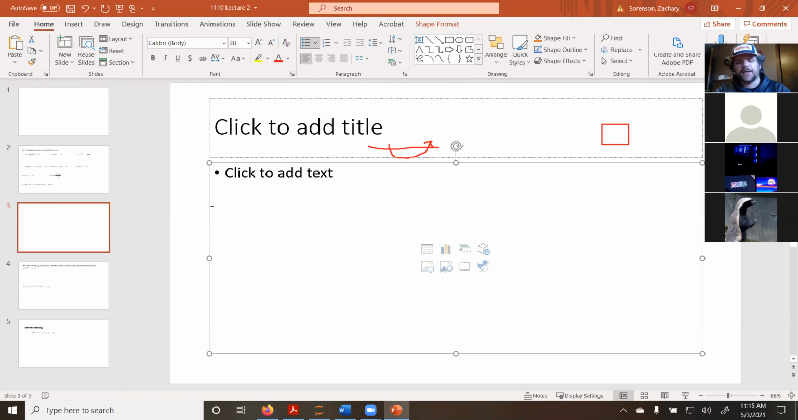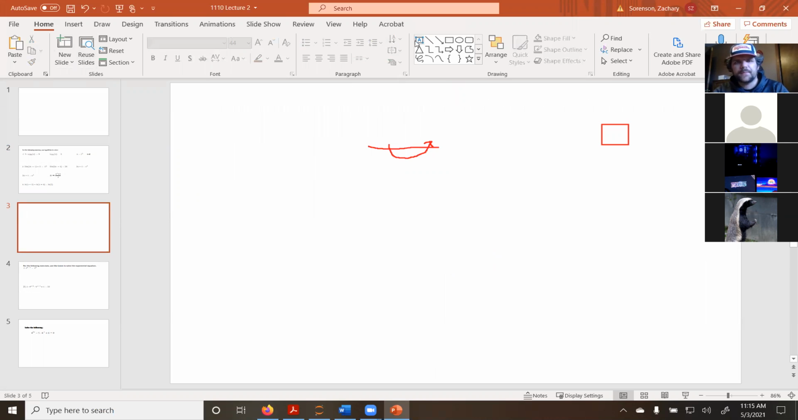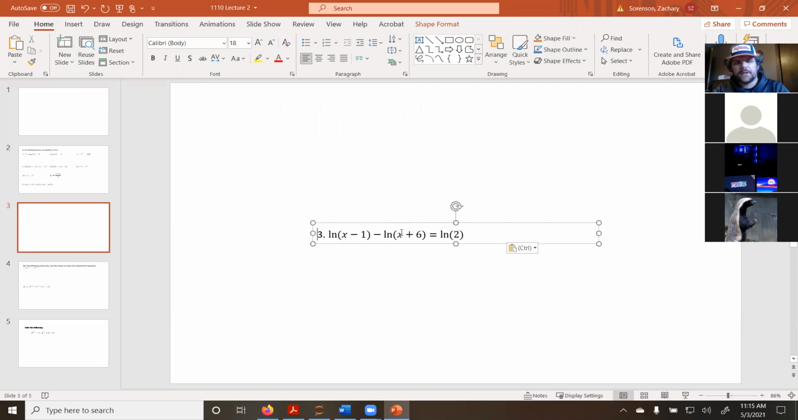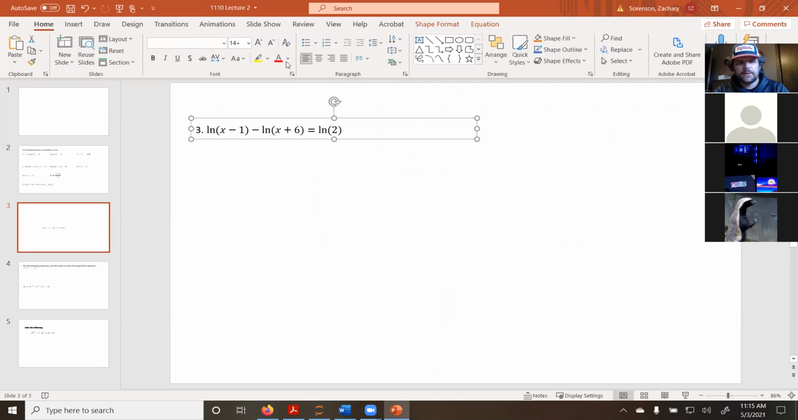Granted, we haven't done a problem specifically like this, but I'm sure I did one in the video. Just going to make a new slide. Does anyone have any ideas of how I might solve this problem? Could you start off by rewriting the left side as the natural log of x minus 1 over x plus 6? Yes, and so if we can compress our logs, we should.